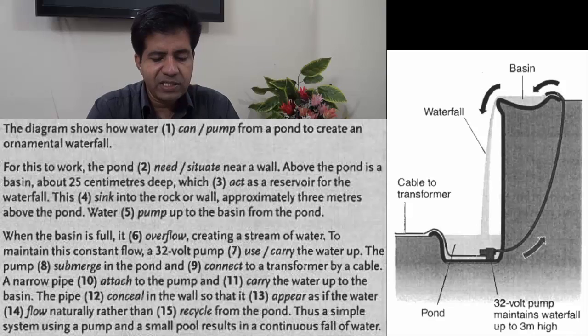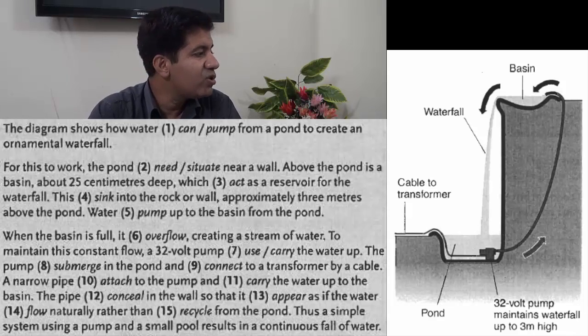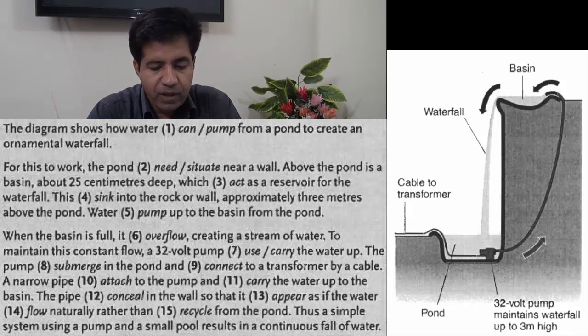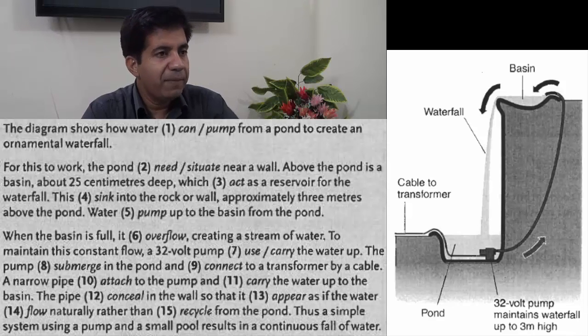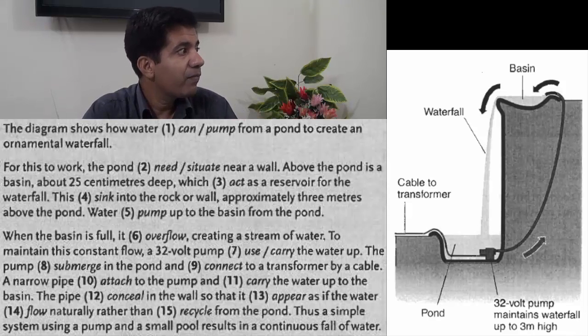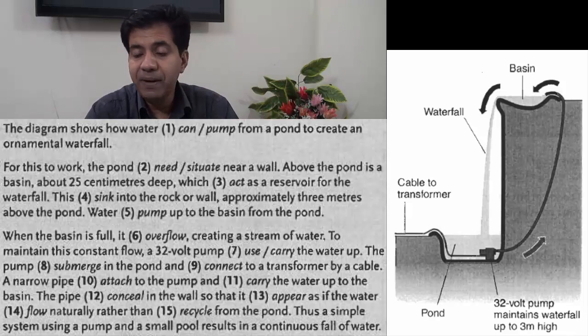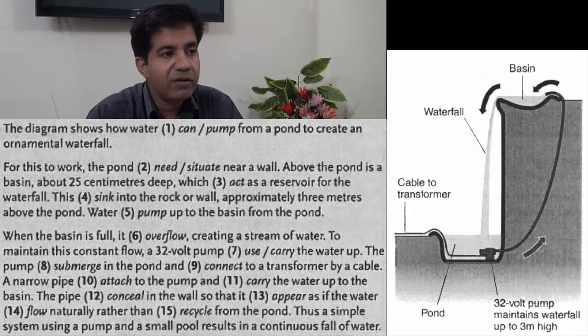To maintain this constant flow, a 32-volt pump is used to carry the water up. Very good. Is used is passive voice. A 32-volt pump is used to carry the water up. Pump submerged. Submerge means to go in the water. Pump is submerged. Very good. Now you see there is a lot of passive voice in report writing.